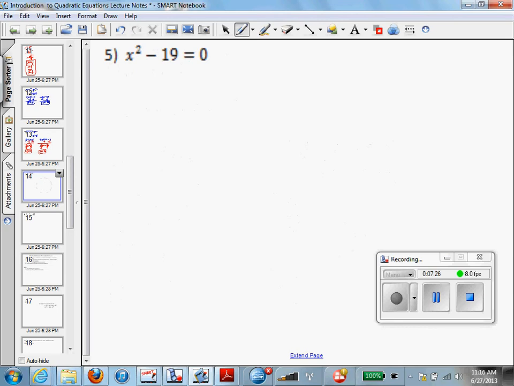With our next example, you'll see that we have x squared minus 19 equals 0. Okay, so what we can do is get x squared by itself, so we can use our square root property. To do that, we need to get 19 on the other side by adding it to both sides of the equation. Because as you see on the left side, the negative 19 and the positive 19 will cancel out, leaving you with just x squared equals 19.